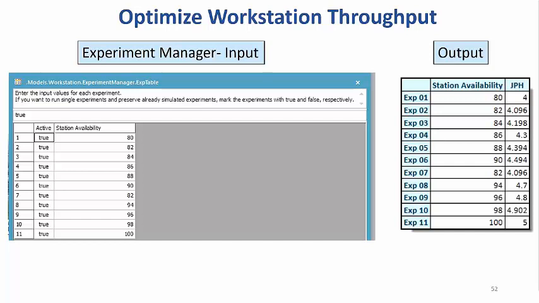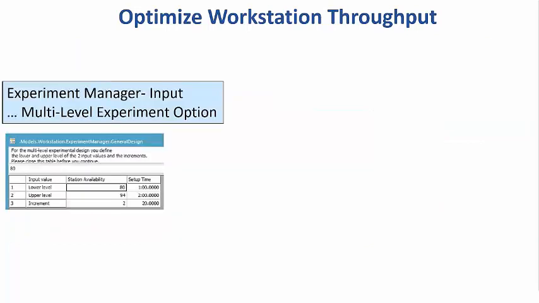Let's assume that it is possible to get 94% availability through either buying a more expensive machine or scheduling an off-shift preventive maintenance. But let's assume that we must get 5 jobs per hour. Maybe a faster machine is available, or we could buy a second machine of the same type, but that is overkill. So we could experiment by varying both the availability and the setup time.